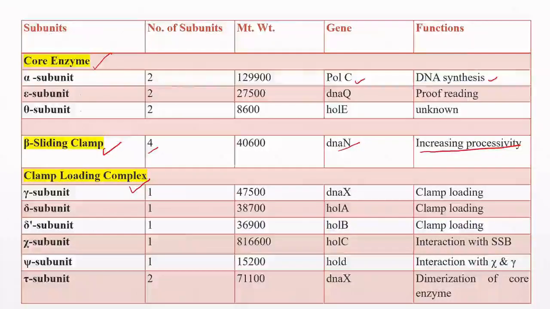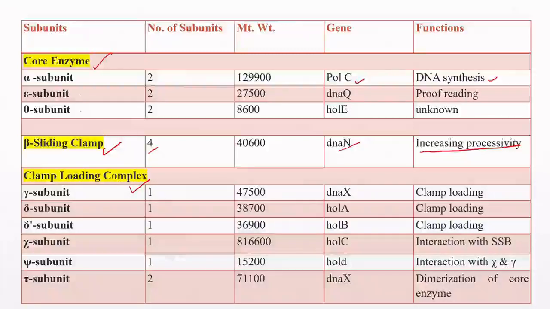Then comes the clamp loading complex. This clamp loading complex is involved in loading the beta sliding clamp onto the template. The clamp loading complex has 6 types of subunits. They are gamma, delta, delta prime, chi, psi and tau. The gamma subunit has 47,500 Daltons molecular weight. It is encoded by the dnaX gene and it has clamp loading activity.